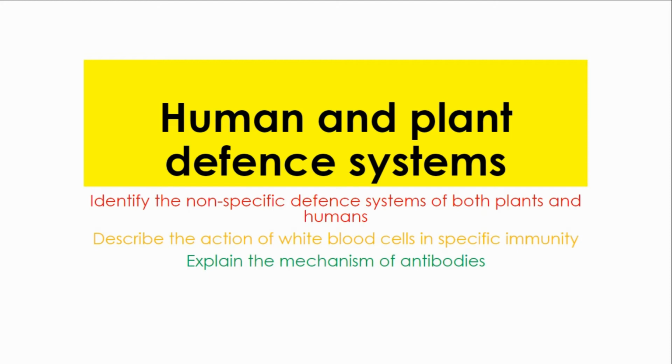Your title today is Human and Plant Defense Systems. Your objectives are to identify the non-specific defense systems of both plants and humans, describe the action of white blood cells in specific immunity, and explain the mechanism of antibodies.